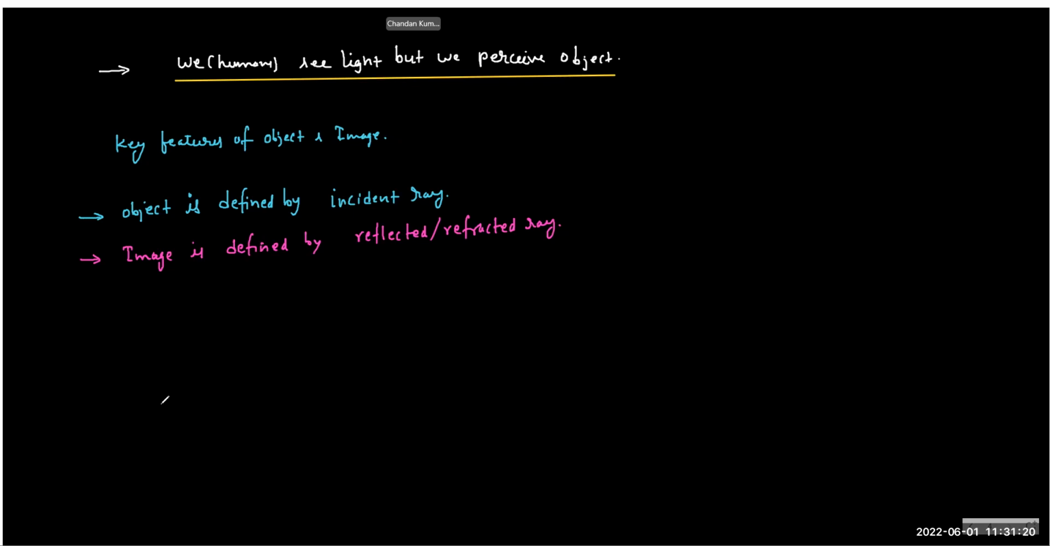Okay, it is clear. Yes, sir. Okay, so now we can start with the first property of light ray, which is called the reflection property.